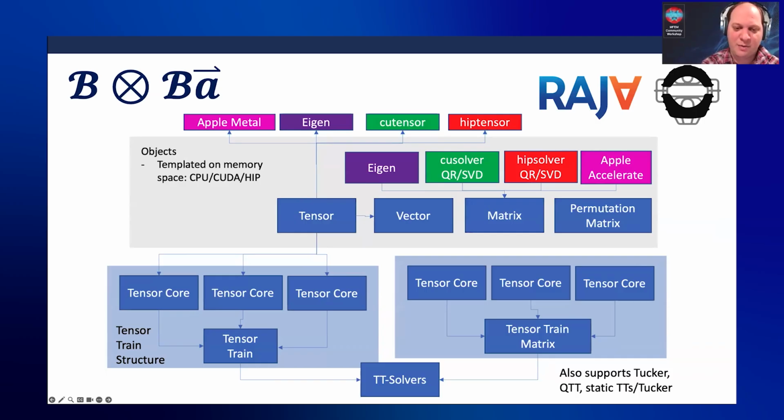idea is to create performance portable tensor networks. So it's going to be like Raja for tensor networks, in a sense. We start with the objects layer, where we define tensors, vectors, and matrices, and the dense linear algebra and multilinear algebra on those objects. For example, we have backends for Eigen or cuSolver or HipSolver, depending on what architecture you're running on. And if you're doing tensor contractions, we also have cuTensor and HipTensor.